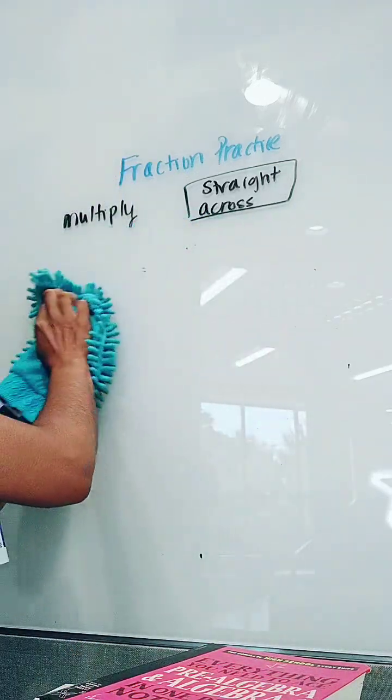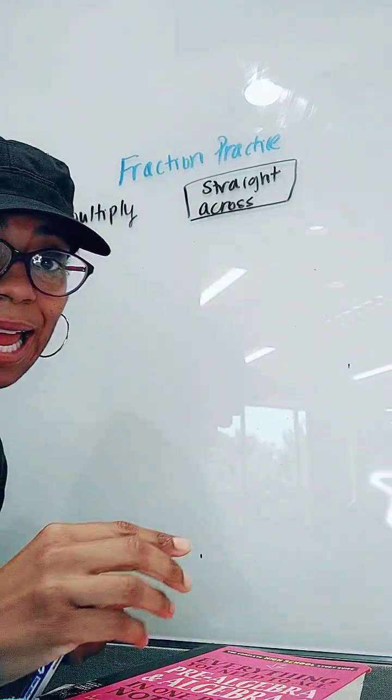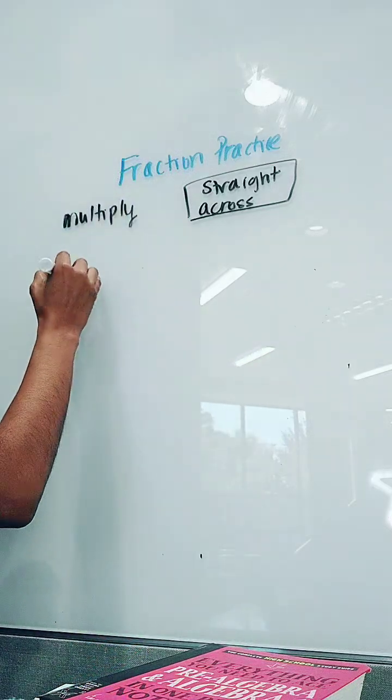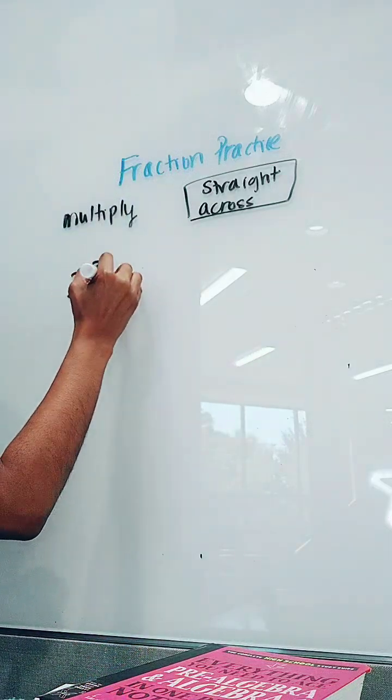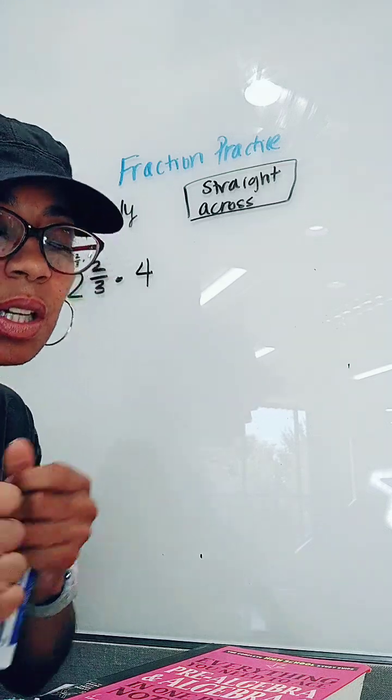If you have any questions, please stop me and let me know. Let's say they want you to multiply a mixed number, okay? For instance, they may give you 2 and 2/3 times the number 4. A mixed number and a whole number.